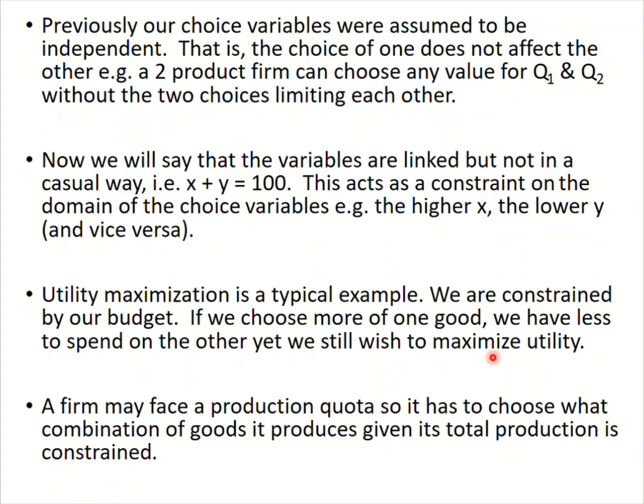All right. The other example that we've already touched on is where a firm wants to produce two goods, but they are subject to a production quota. Okay, so we could be looking at a situation where a firm wants to maximize its profit, but it is subject to a production quota. Okay, and if it's producing good Q1 and Q2, it cannot exceed a total amount of however many units.